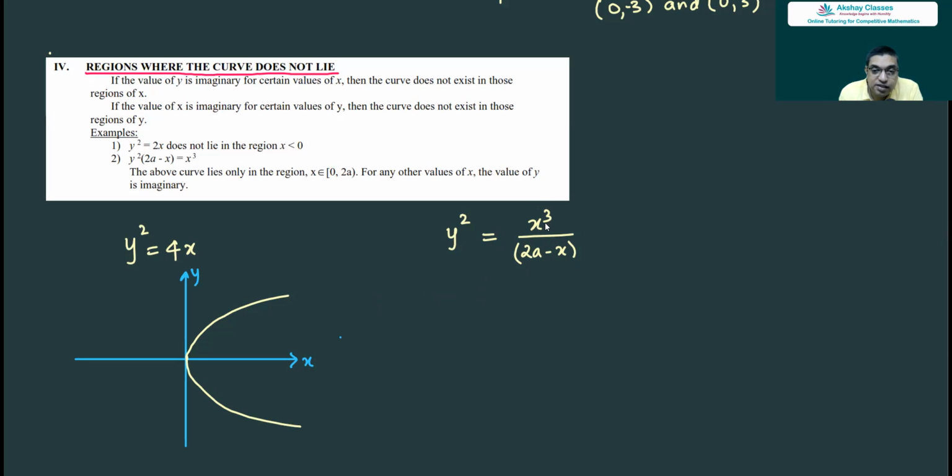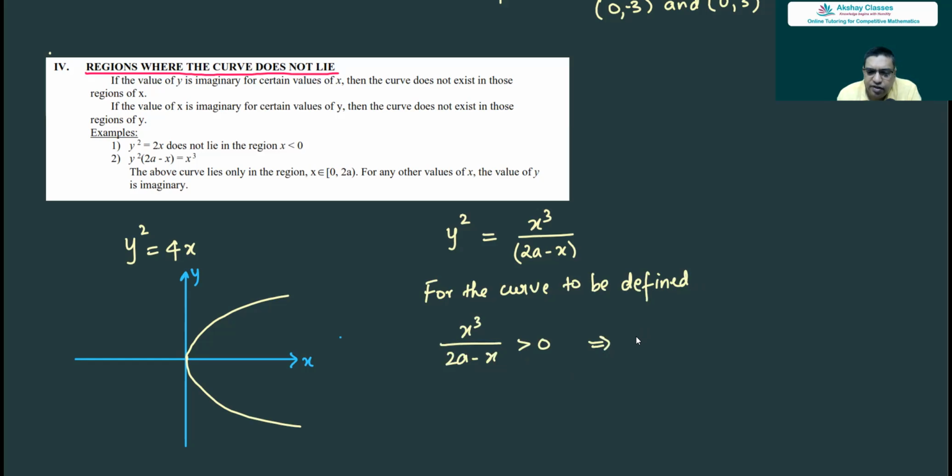Next part is the product. This right hand side has to be positive because the left hand side is a perfect square. So the left hand side will always be positive for any value of y. So the right hand side also has to be positive. So for the curve to be defined, x cube by 2a minus x must be greater than 0.